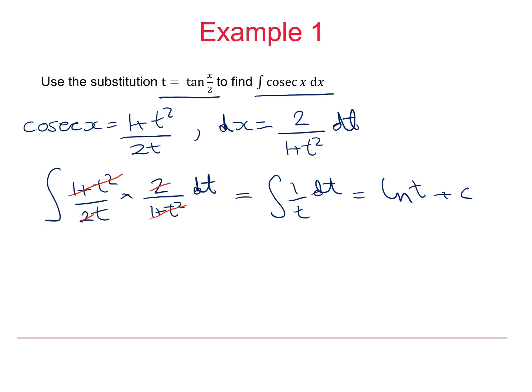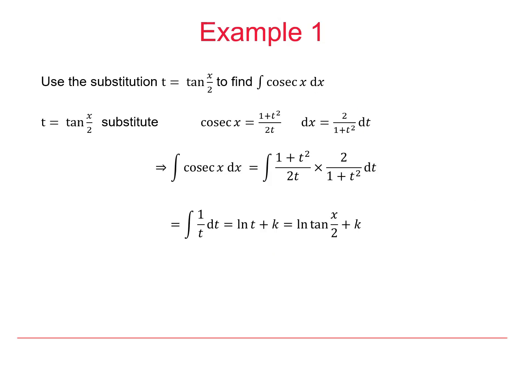Now, I need to reverse that transformation because it's an indefinite integral. t is equal to tan x over 2, so it's the ln of tan x over 2 plus a constant. And here's that written out more neatly if you need to pause and follow through.